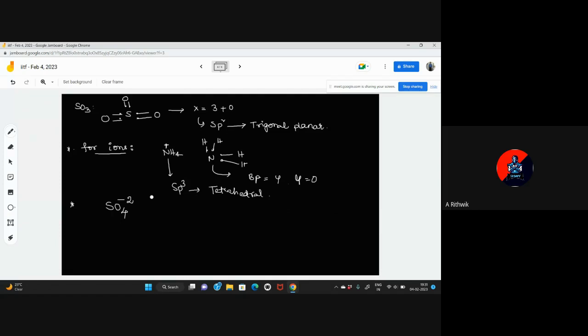Sir, tetrahedral only, sir. sp3. Let's go for sulfur. How many valence electrons here? 6, sir. Basically, 6 electrons are there, and minus 2 means 8 electrons. So here all will have 2 bonds. Bond pairs are only 4. sp3 is tetrahedral. That means the hybridization is sp3 and the geometry and shape remain tetrahedral.